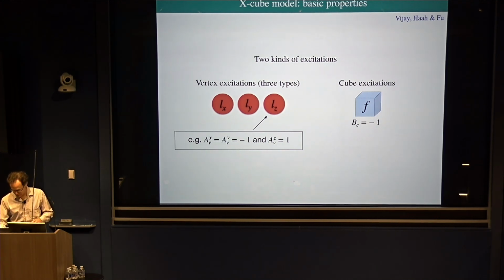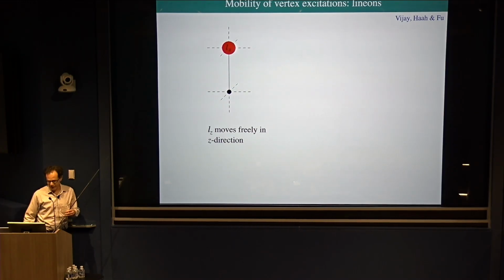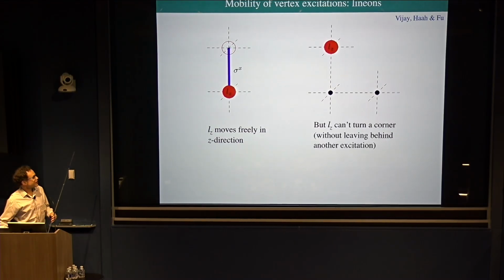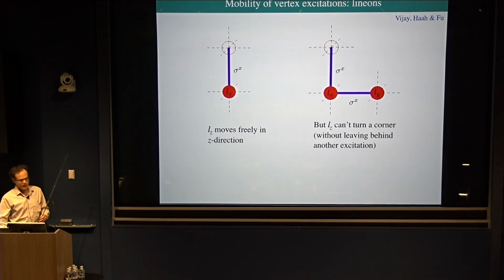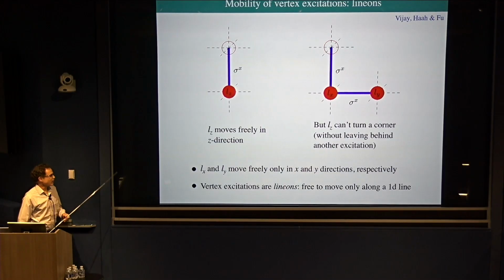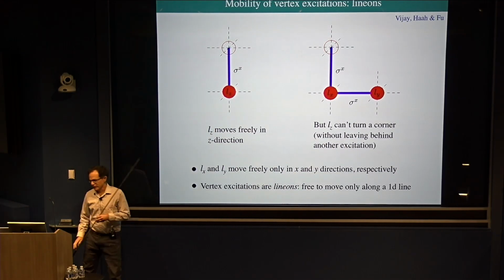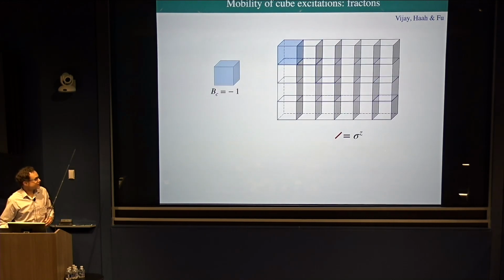So that's what's unusual. If you look at the vertex excitations, you can take one of them and move it along a line by acting with an X operator. But if you try to make it move along a line a little bit and then turn a corner, you have to leave behind another excitation. So these excitations are what we call line-ons, because they're only free to move along a 1D line in the lattice. What if we look at a cube excitation?